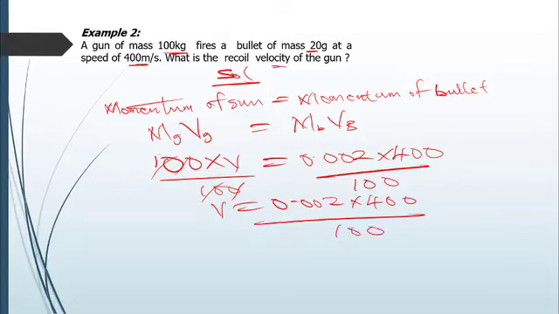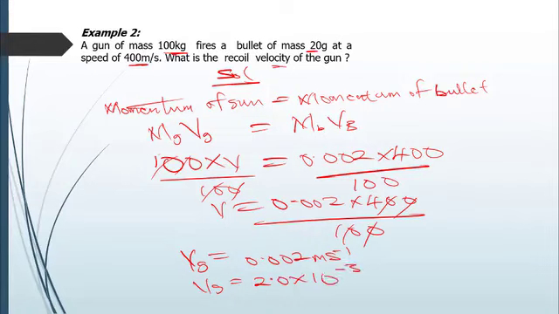2 zeros down will cancel 2 zeros up, and our answer is going to become the velocity of the gun, Vg, equal to 0.002 meters per second, or velocity of the gun equal to 2.0 times 10 raised to the power minus 3 meters per second. And that is the answer to this question.